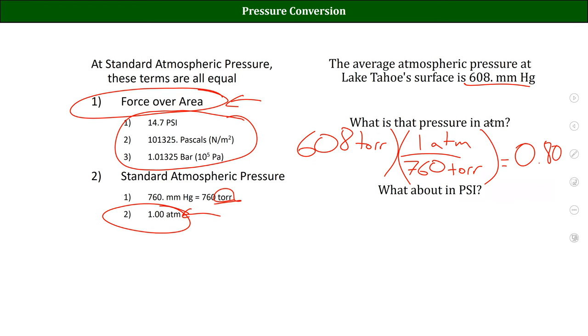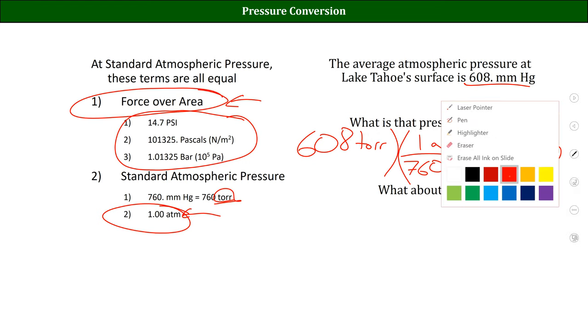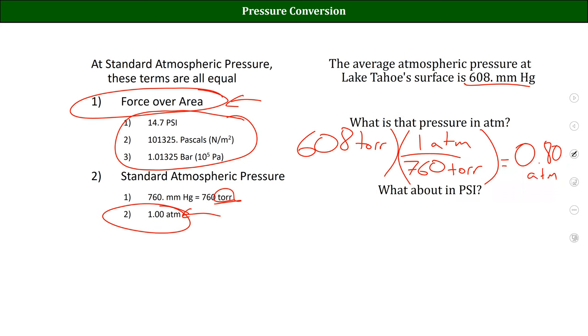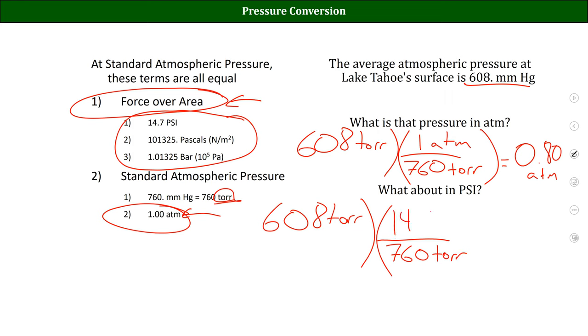The room doesn't want to let me write that second zero there. Just remember your sig figs. If we want that in PSI, we can either take the 0.8 atmospheres we just calculated and go atmospheres to PSI, or we could go 608 torr. And for every 760 torr, is 14.7 PSI.